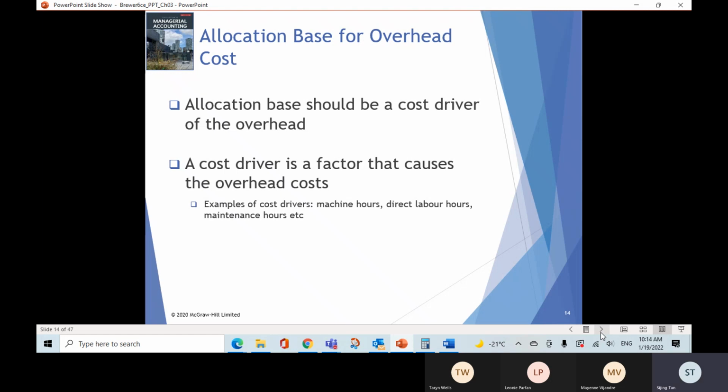So that's what we talk about in there. A cost driver is a factor that drives the overhead costs. Examples of cost drivers include machine hours, direct labor hours, and machine maintenance hours. Basically, in our practice, you will see a lot of questions from our textbook or from your homework. Machine hours and direct labor hours are the most commonly used cost drivers.